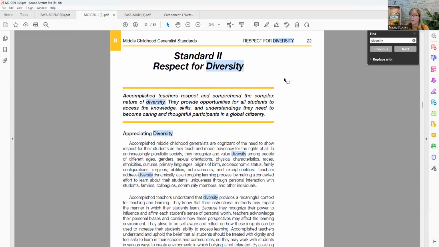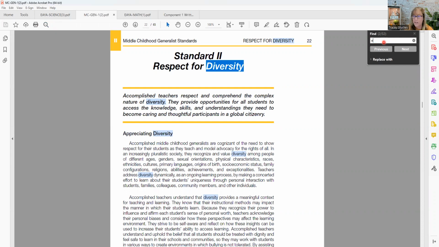Now, what I did here is I went to the little magnifying glass. I want everybody to see me. As long as you're in your PDF, you can go to the magnifying glass here, open it up, and put whatever word you want. So for me, I put the word diversity there, and I got 32 different places the National Board has written in the standards diversity for MC Gen.